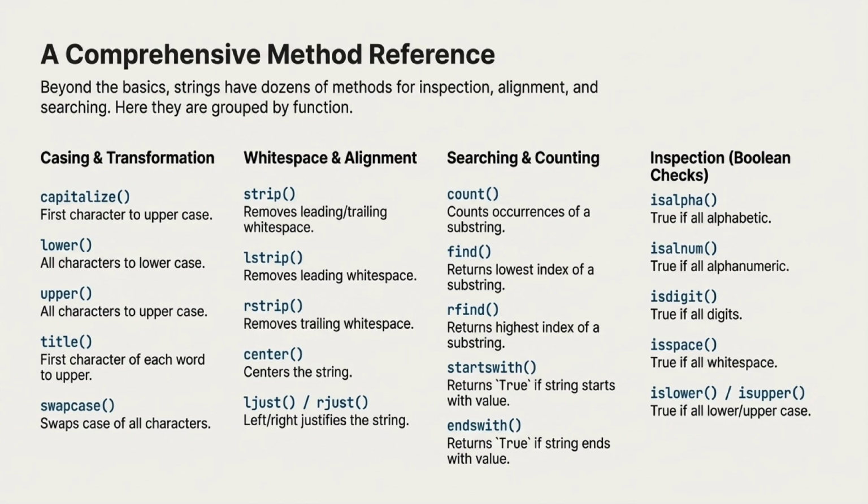The searching and counting category helps locate and analyze content within strings. Methods like count(), find(), and rfind() allow programmers to check how often a substring appears and where it is located. The startswith and endswith methods are particularly useful for validation tasks such as checking file extensions or input patterns. Finally, the inspection methods perform Boolean checks on strings.